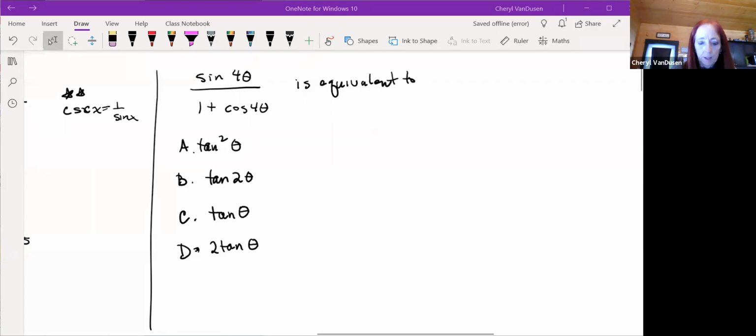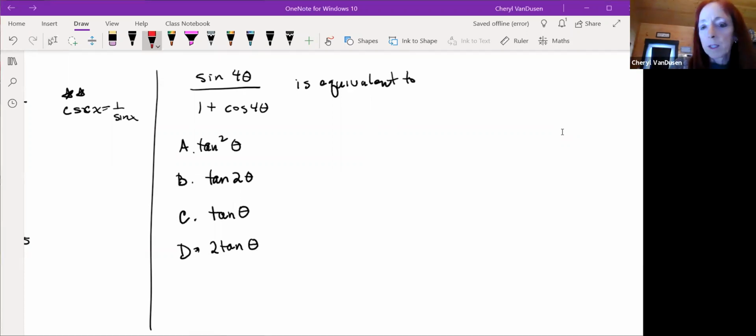Anyone? I can jump in here. To me, this screams addition, subtraction formulas for sure. So again, on your formula sheet, partway down where you have sine of a plus b and cos of a plus b, that's where I think I'm going to go with this one. And that is one of the issues: what are you going to try? And sometimes it is just a try.